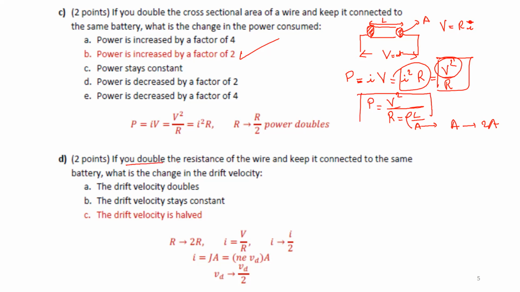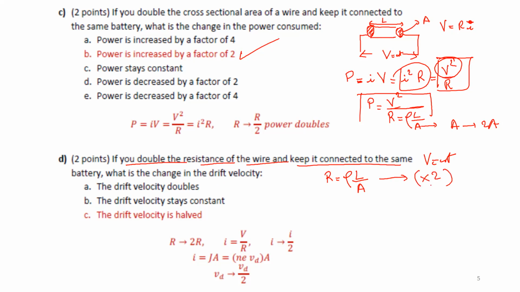Next problem: if you double the resistance of the wire and keep it connected to the same battery, so V is constant, what is the change in the drift velocity? Okay, great. So what do we need to do? First, we need to look at the resistance. Resistance is equal to rho, resistivity, which is kept constant, multiplied by L divided by A. So if I double the resistance, that means now my R is multiplied by 2.